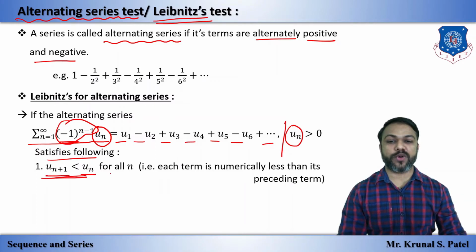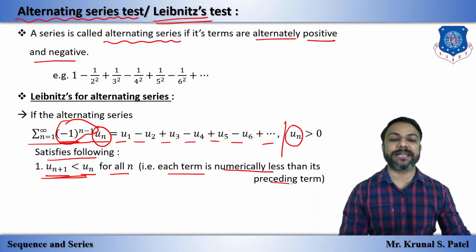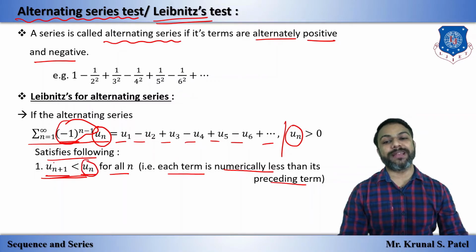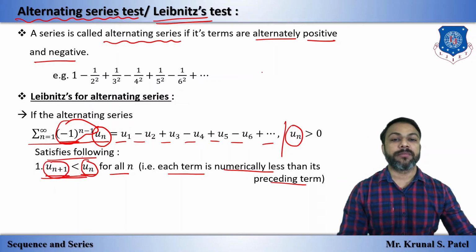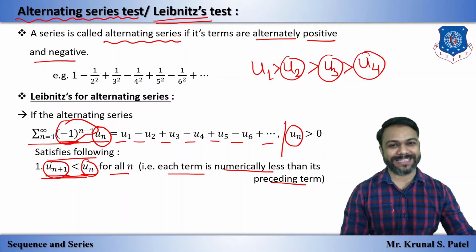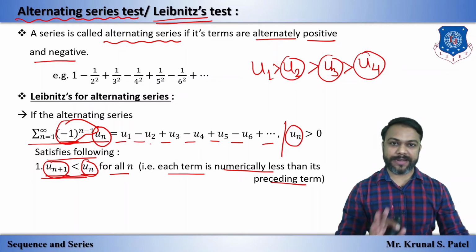What is the meaning of this for all n? That means each term is numerically less than its preceding term. Because as we know, we have u1 and we have u2, so this term is less than its preceding term. In a similar way, u3 is less than its preceding term. That means we can say that it is a decreasing series. Okay, and alternating is already there.